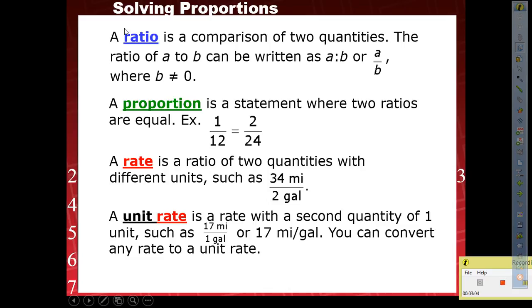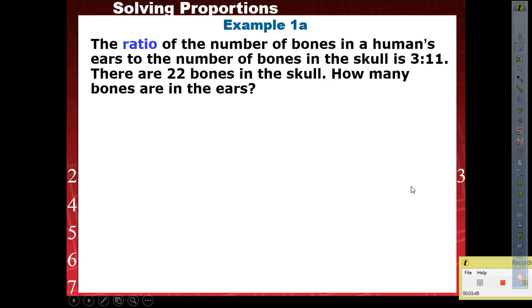So once again, this terminology we're going to be using throughout. A ratio is a comparison of two quantities, a proportion is two ratios equal to each other, a rate is two quantities with different units, and a unit rate is reduced to lowest terms. Okay? One of them has to be a 1. So, copy this one, please.